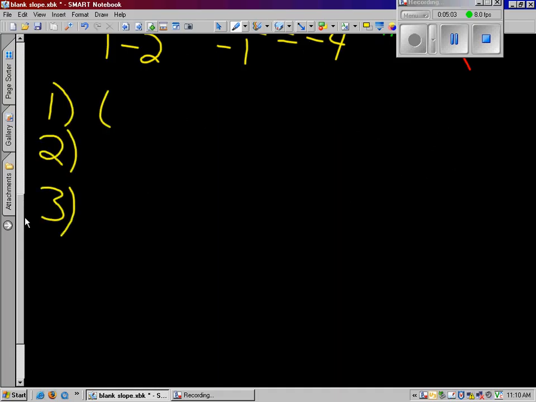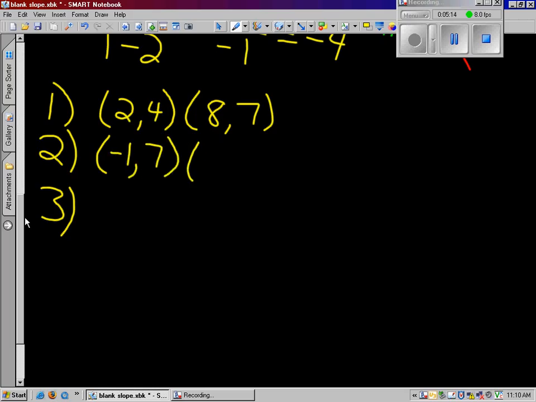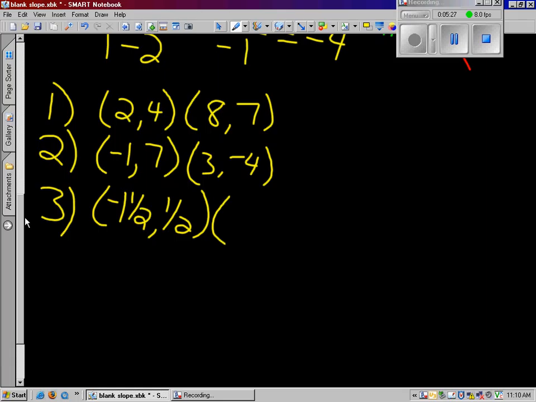First one I want you to practice with, (2, 4) and (8, 7). Second one, let's have some fun. (-1, 7) and (3, -4). Throw in some negatives. We're going to have a little bit more fun with number 3. How about (-1 1/2, 1/2) and the point (3 1/4, 4). So why don't you go ahead and pause the video and try those.